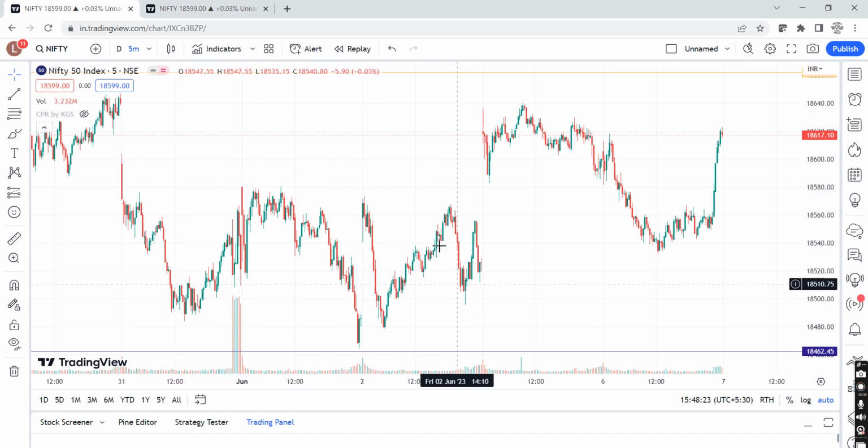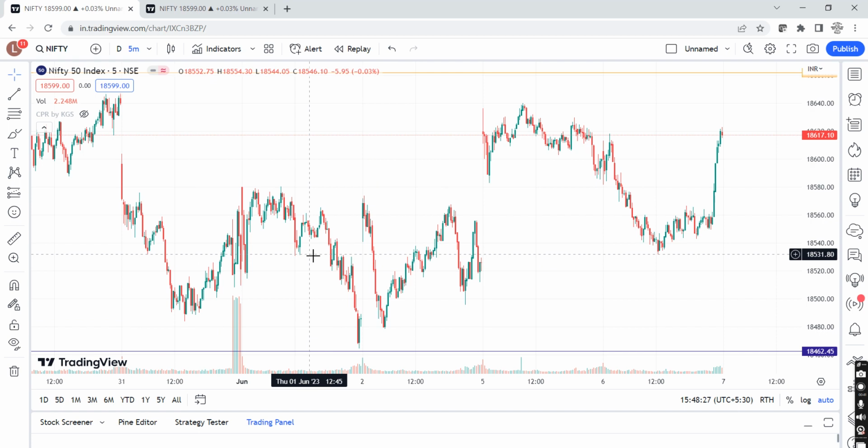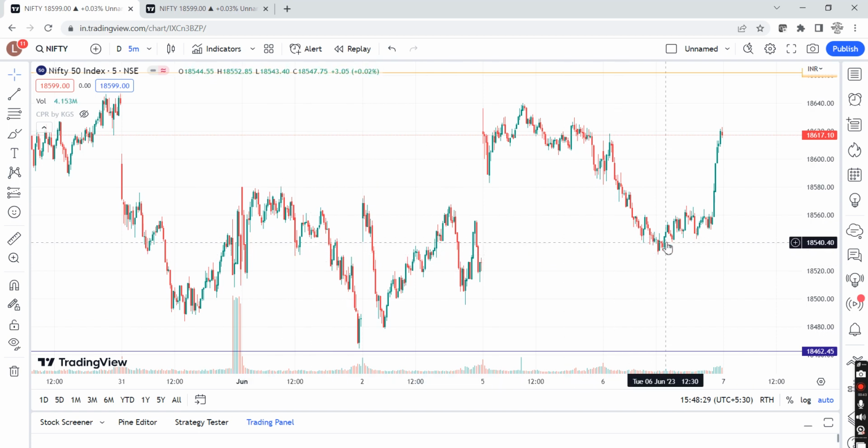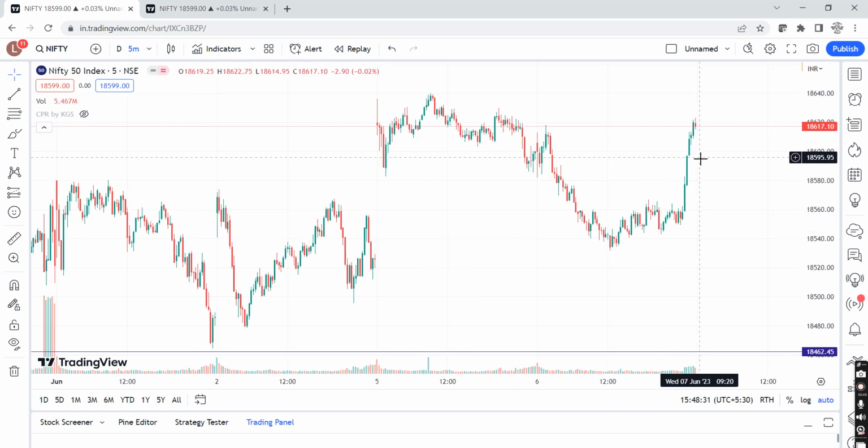This 3 days' range, 3 days' consolidation, this sideways movement for the last 3 days, this will act as support, and you may see from here a good pump came.